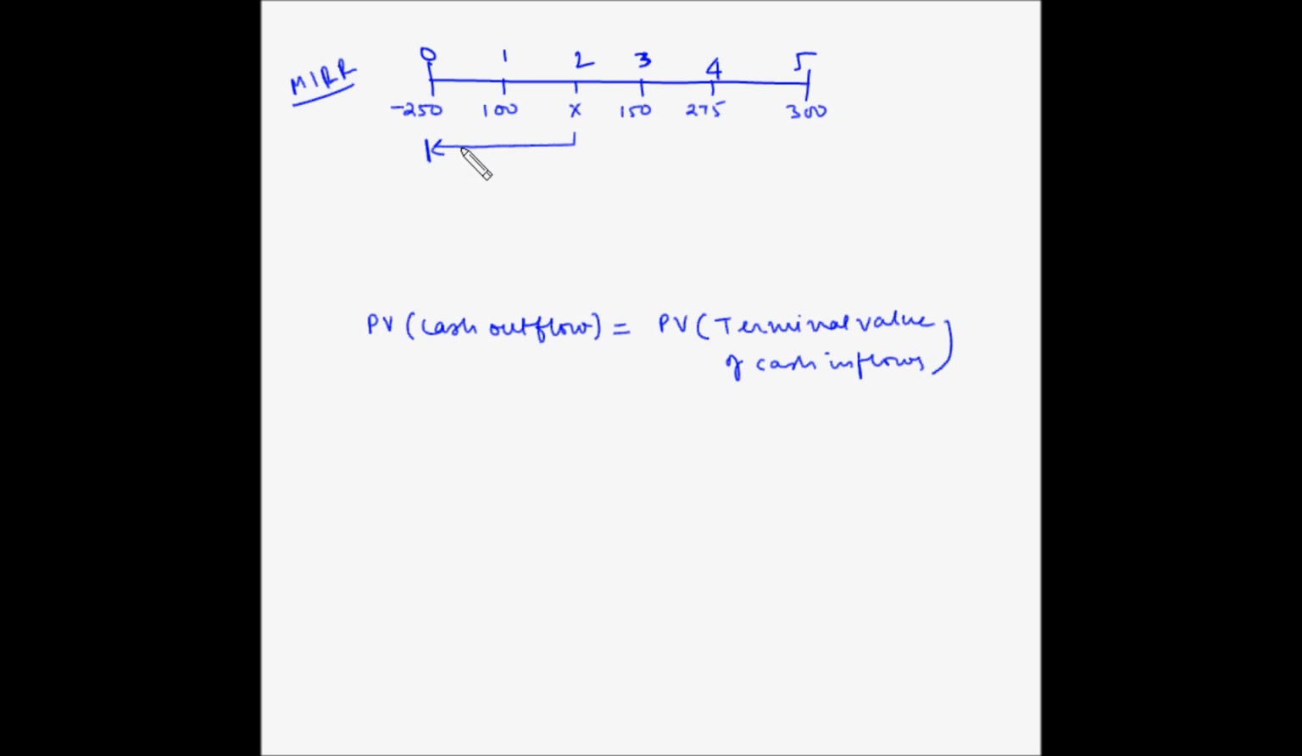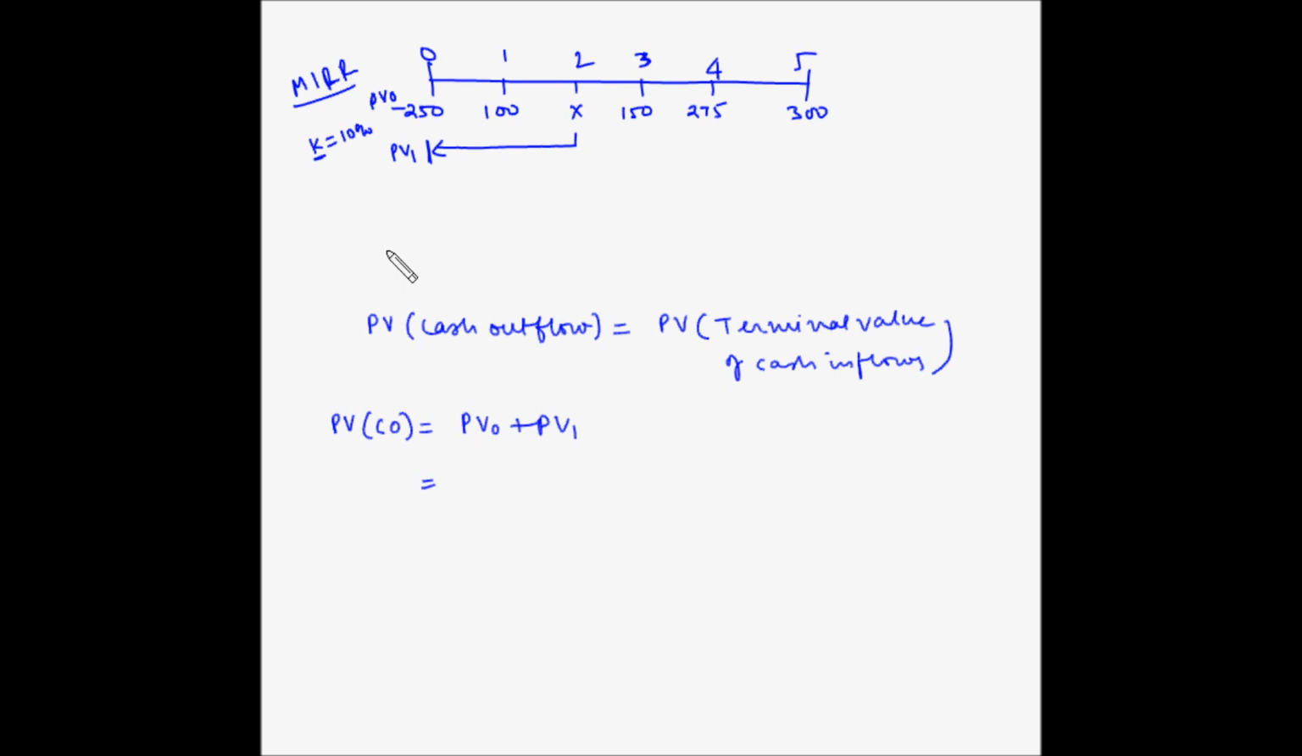Now the present value of the cash outflow will be calculated at K, which is given to us as 10%. K is the cost of capital. The cash outflow of 250 rupees is already in its present value terms. So we'll keep it as it is. So let's say this is PV0. And let's say the present value of X is PV1. So basically the present value of the cash outflows is equal to PV0 plus PV1.